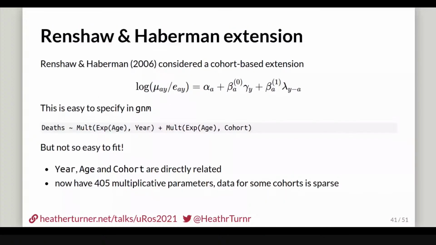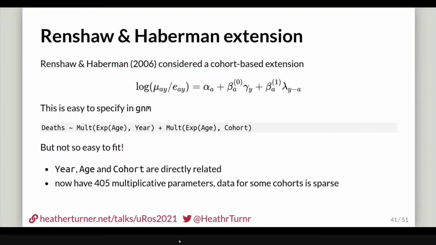Renshaw and Haberman proposed a cohort-based extension to the Lee Carter model. So what we've got here is the log of the expected rate, and then the first part is the Lee Carter model again, with the age effect and the product of the age multiplier and the year multiplier. Now we've got an extra term, which is an age multiplier and a cohort multiplier.